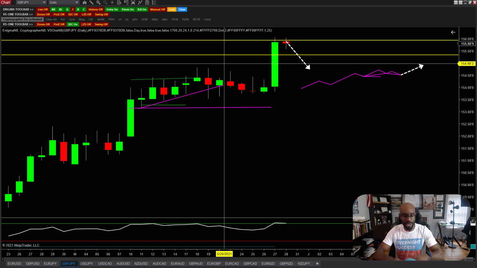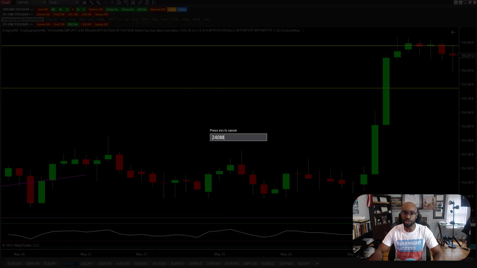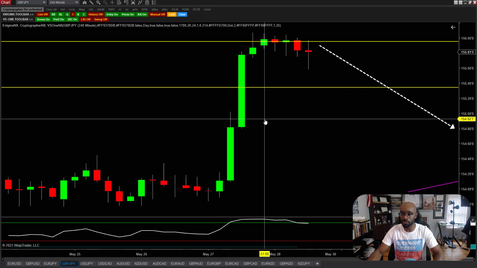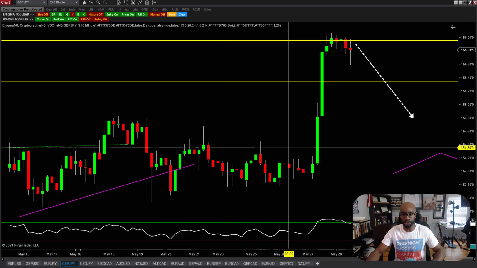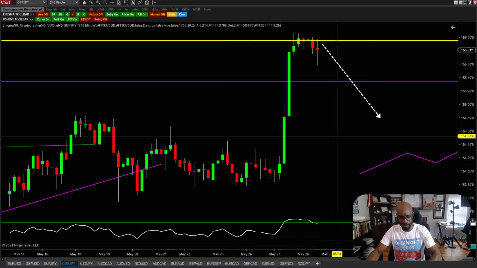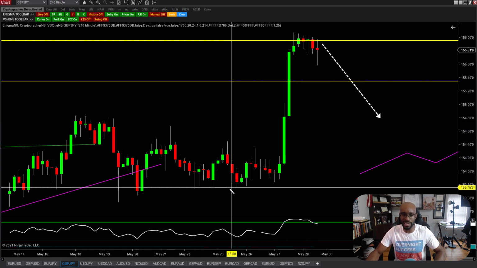So keep an eye on pound yen. If you go down to the 240 chart, it's going to give you a clearer view of the loss of momentum right here. Keep an eye on pound yen for a move back down into that previous level of structure. Looks to be a 618 Fibonacci retracement as well.